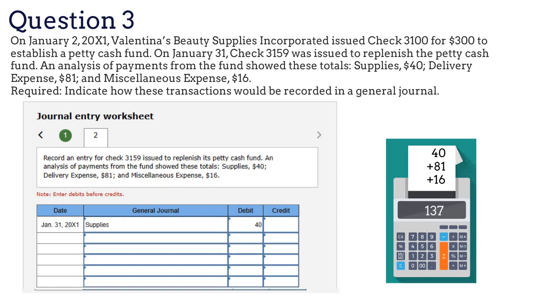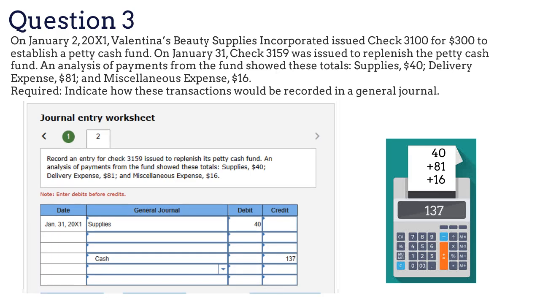But, what account do we credit? We can see that a check was issued from the bank account, which means that our cash decreased. Cash is an asset and when an asset decreases, we credit it.